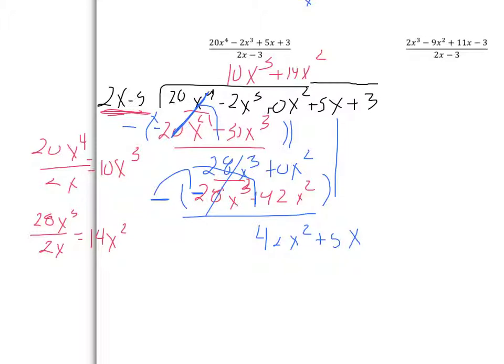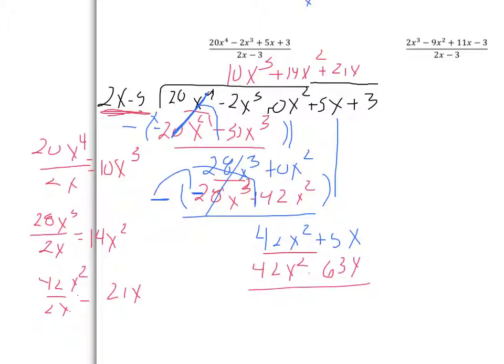Now we need to go back to our divide. First term, 42x squared divided by our 2x. That is going to be 21x. So 21x times 2 is 42x squared. 21 times negative 3 is negative 63x. So now it's time to subtract again.